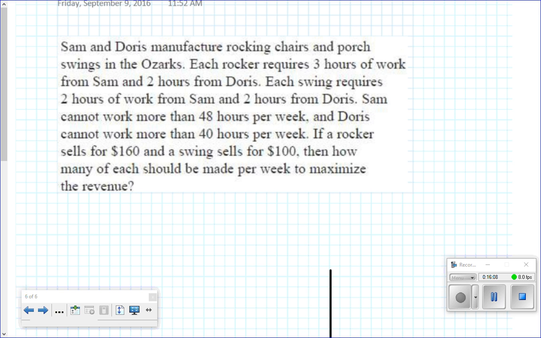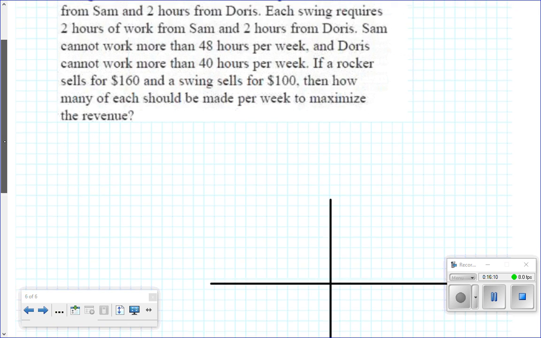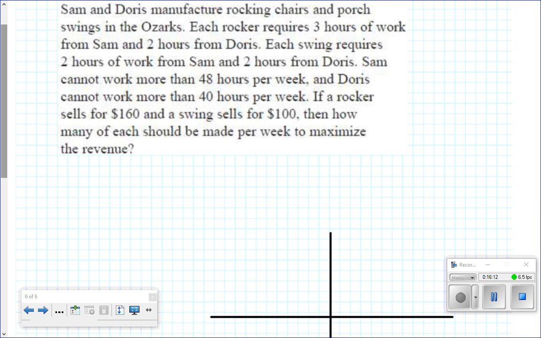Sam cannot work more than 48 hours and Doris cannot work more than 40. So right there, I'll stop reading and write our constraints. The first thing we do is ask, what are X and Y? That's going to be the question, right? How many of each item should be sold?